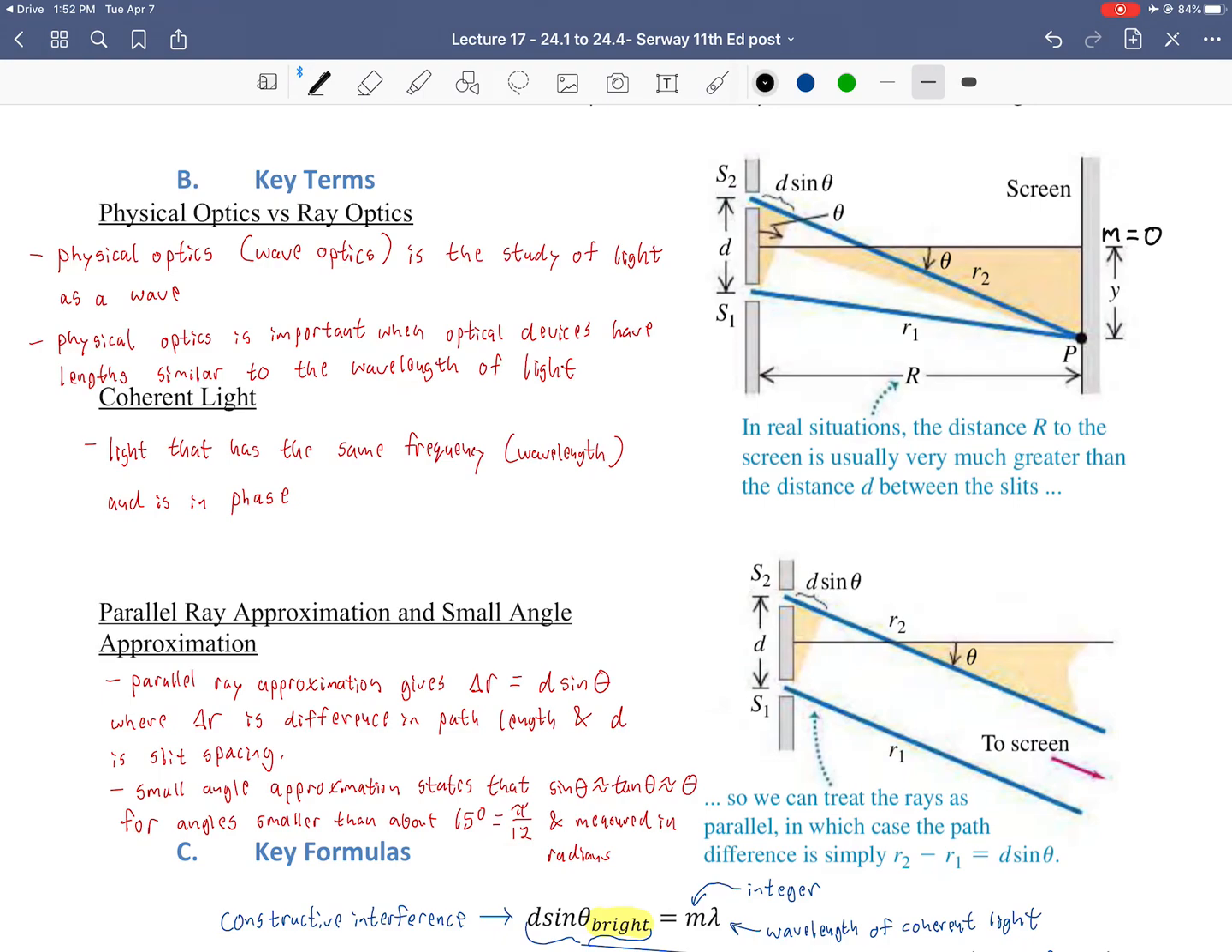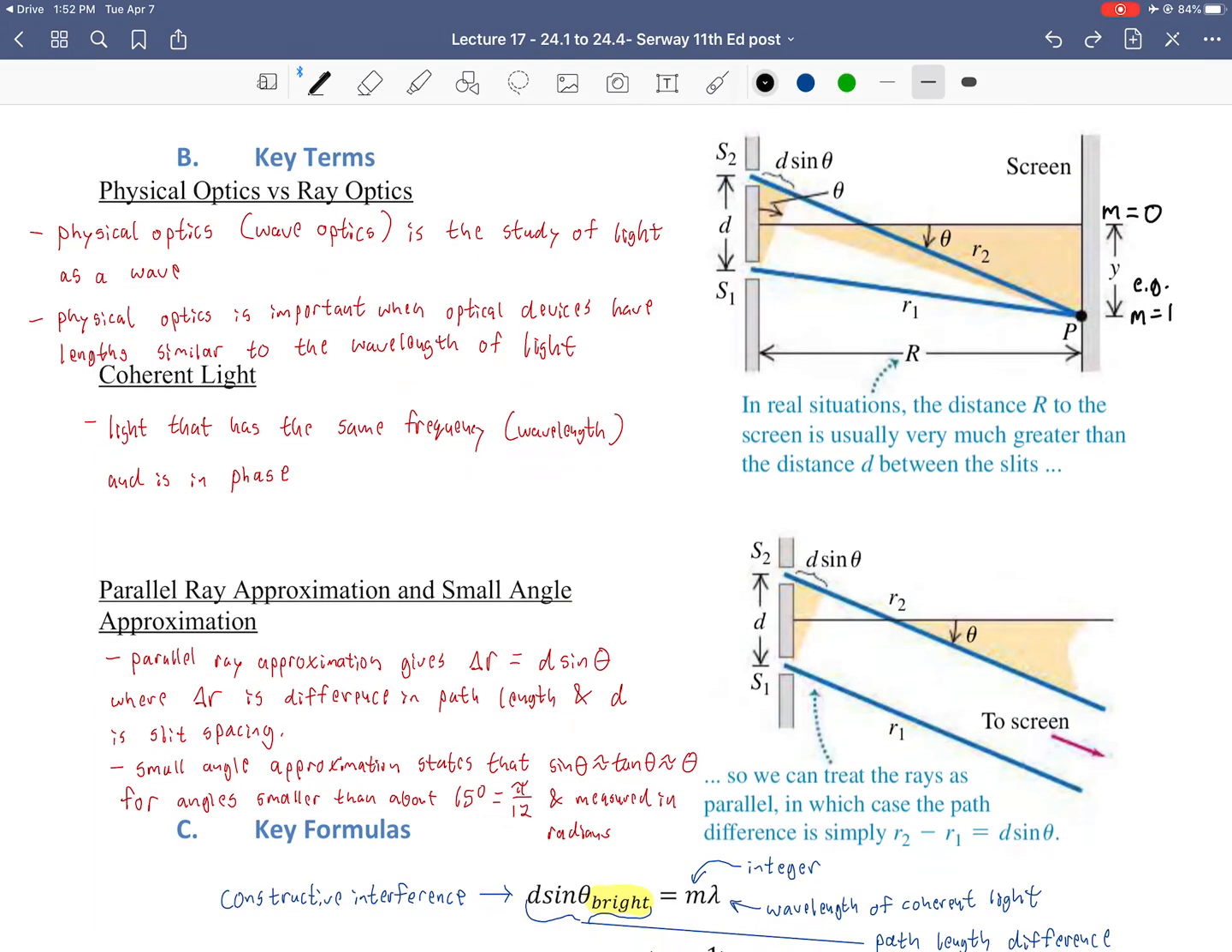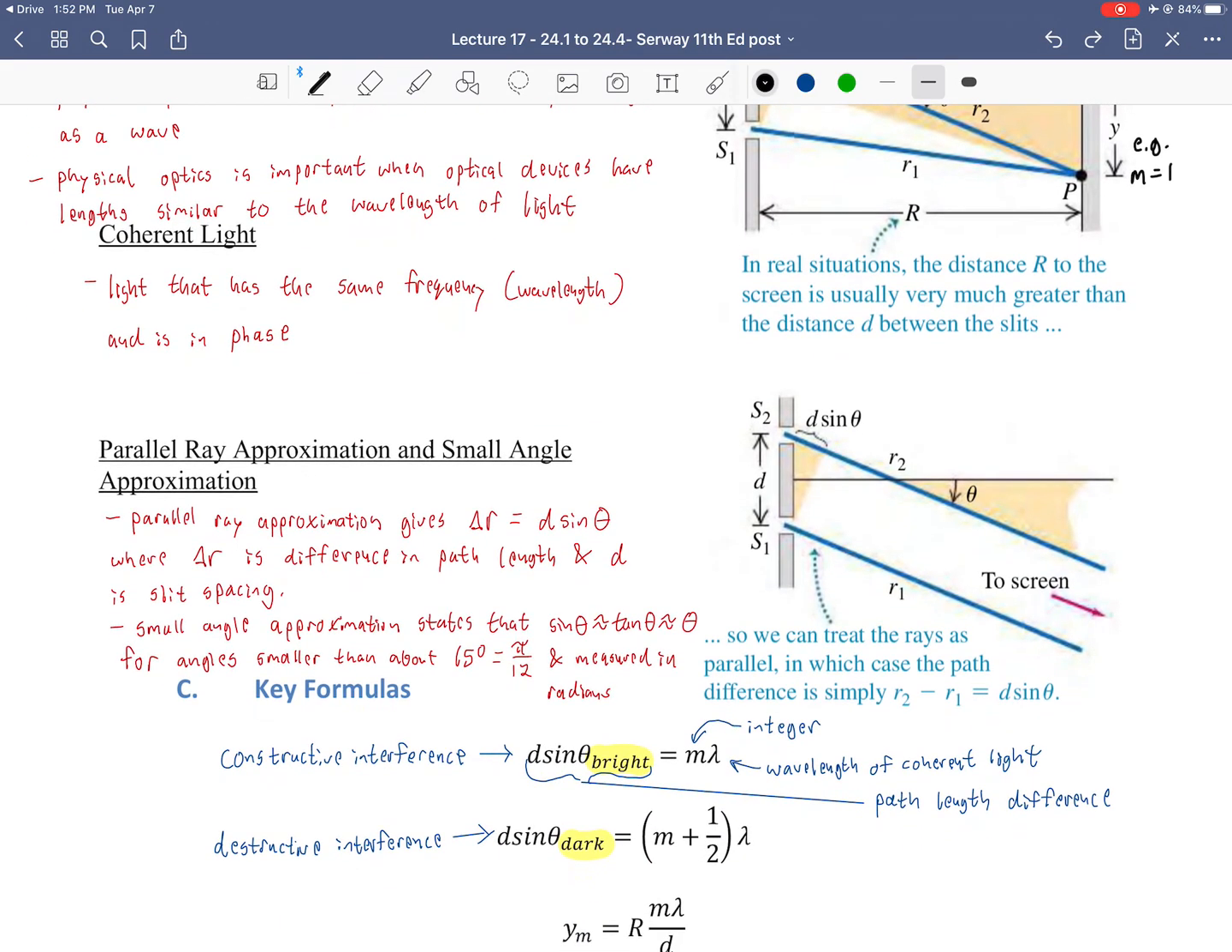It's black, so it would be our m of 0 right there, right? As we move down, if this was, for example, the second order bright spot right there, the very next bright spot, then that would be an m of 1, for example. And the distance between that central bright spot and whatever subsequent mth bright spot there is, that is y. So y is measured perpendicular to r and along the screen.